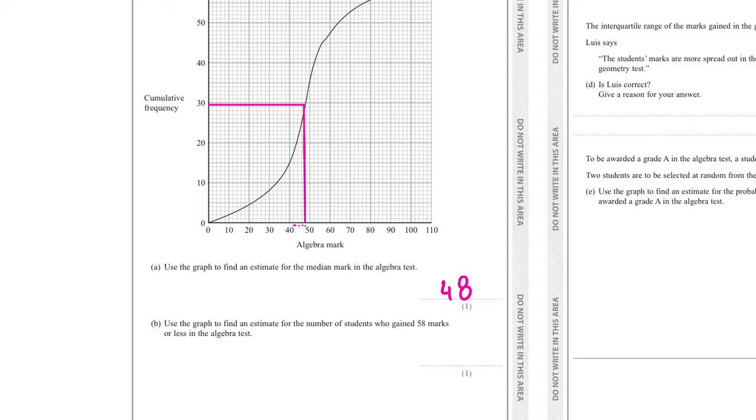It is on the x-axis, it's here, isn't it? So we're going to go up to 58. Oops. Oh no, I've moved it. Yeah, I've gone from the bottom. Up 58. And then across.